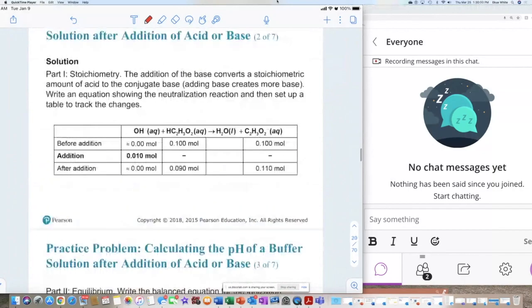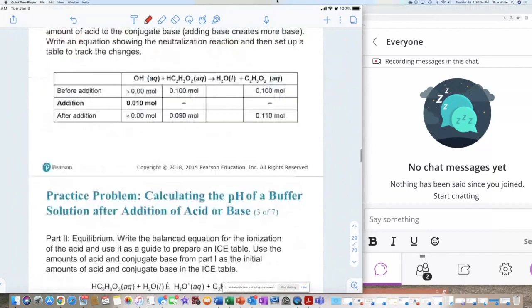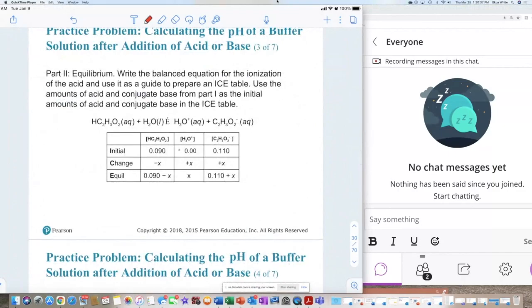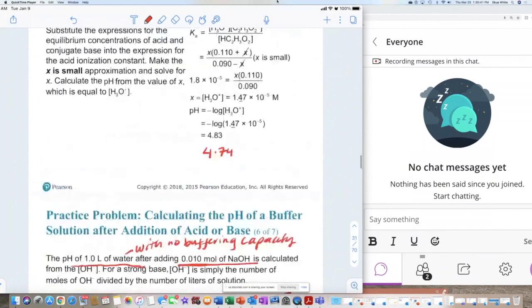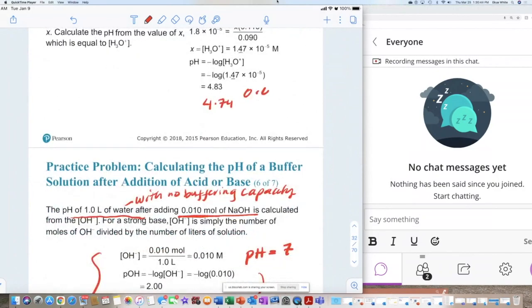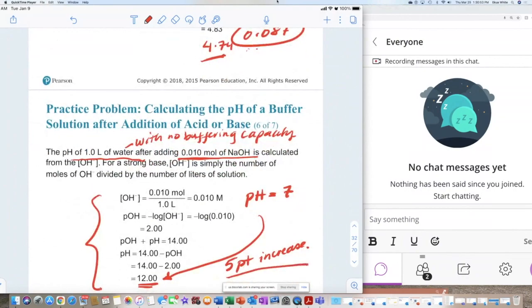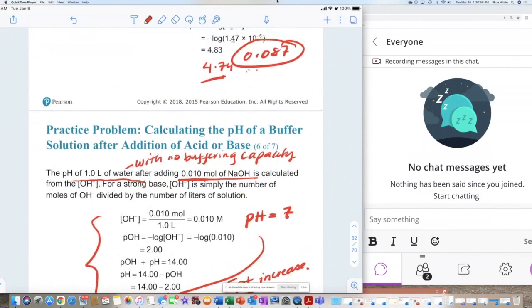And then you were still complaining. This is me, I'm talking to myself, right? I was the one who was like, what? Okay, so 4.74 and then 4.83. The only increase we saw here was about 0.087. So in the world of chemistry, the buffer is working, because without the buffer, we would have had a 5 point increase. Without the buffer, it would have gone from 4.74, 4.74 plus 5, to 9.74.